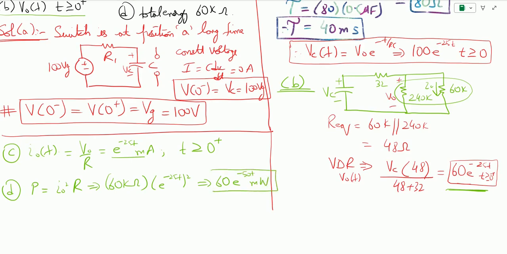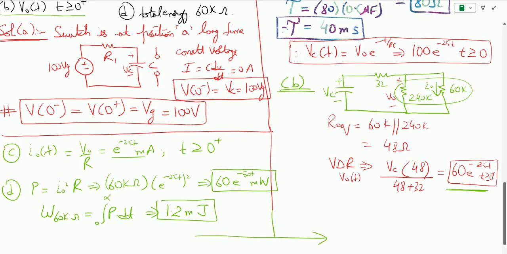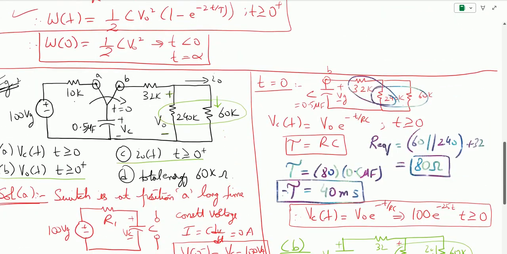This is the power. Now in order to find the energy at 60 kilo ohm, I'm just going to integrate this P with dt, and it should come out to be 1.2 millijoules. So that is the solution to this problem, which was related to the analysis of an RC circuit.